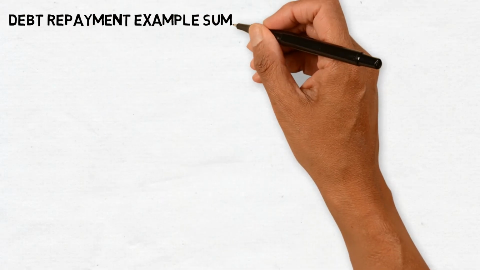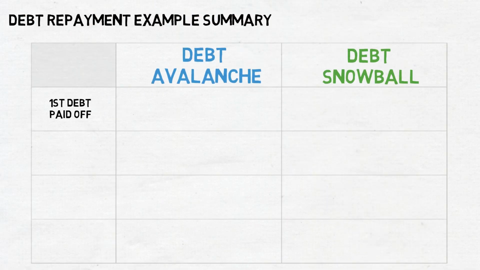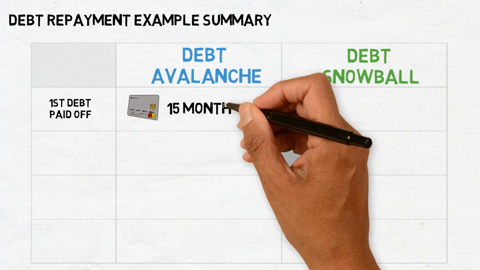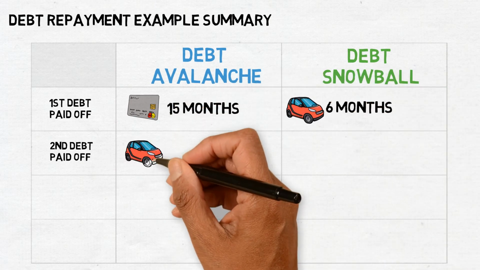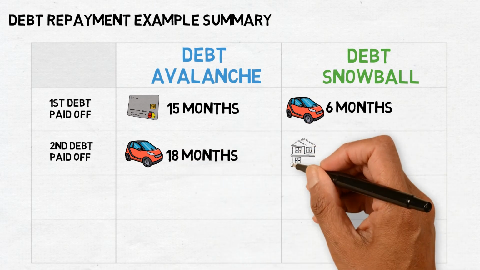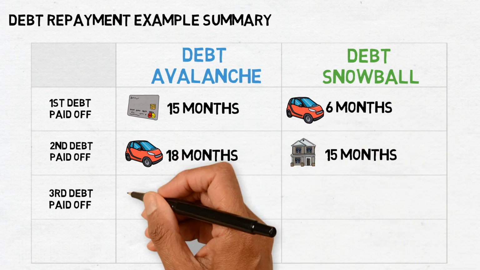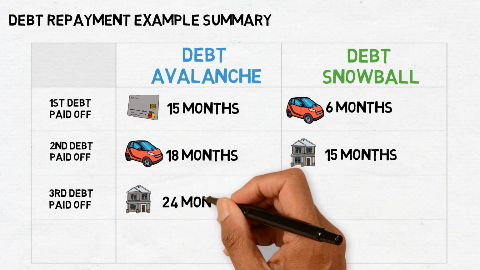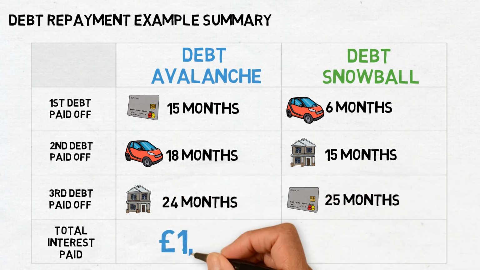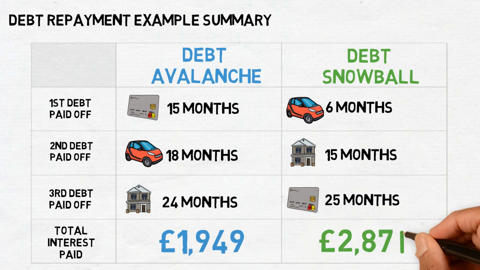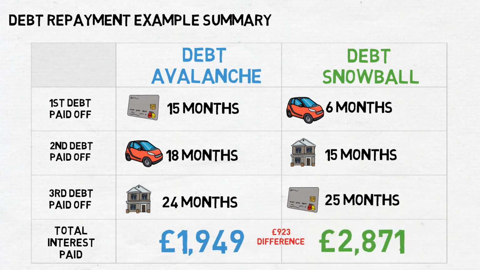This table is a simple comparison showing how long it takes to pay off each debt and the total interest paid. By the time you pay off the first debt using the debt avalanche method, you'll be paying off debt number 2 with the snowball method. However, the debt avalanche method pays off the final debt 1 month before the snowball method, and overall, £923 less interest is paid.